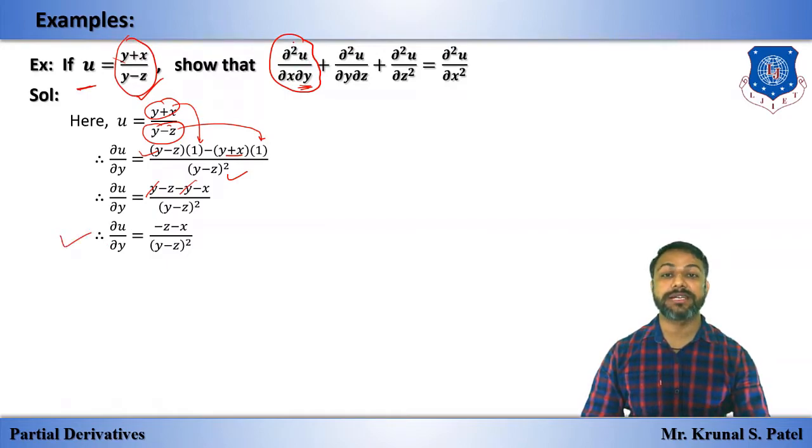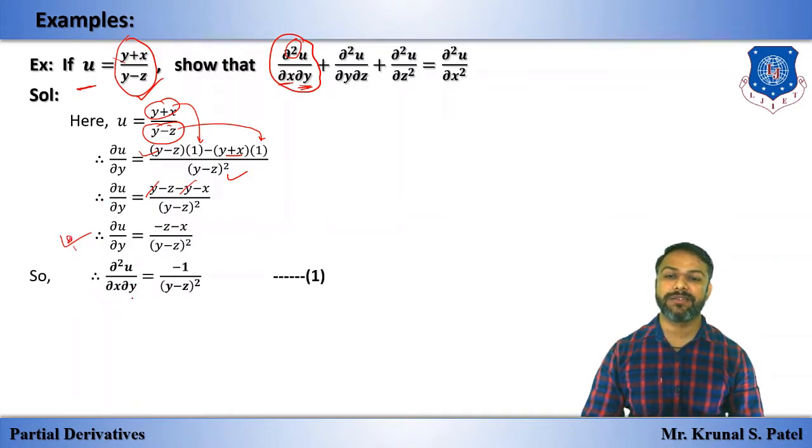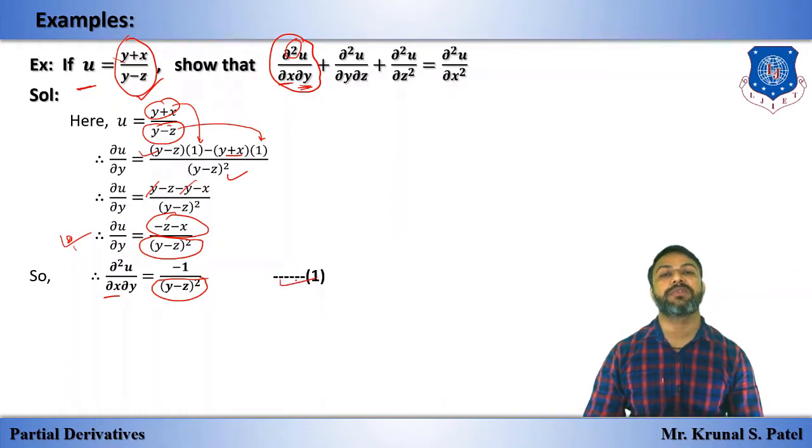Now differentiate a second time with respect to x, only this term. So del square u by del x del y: we want to differentiate with respect to x, and in the denominator there is no x, so the denominator is constant. No need to apply the quotient rule. The differentiation of the numerator: differentiation of z is 0 and differentiation of x is 1, so minus 1. This is our equation number 1.